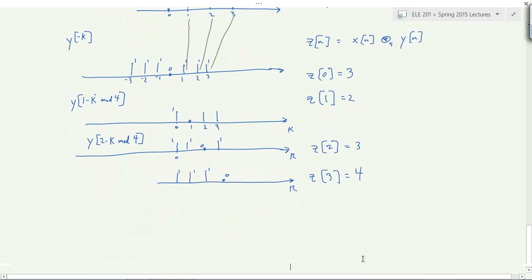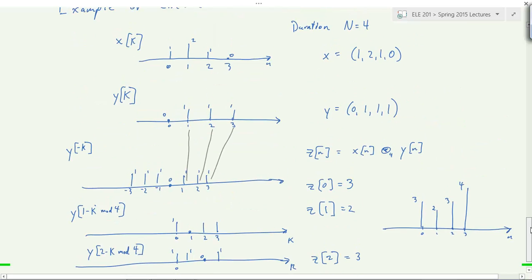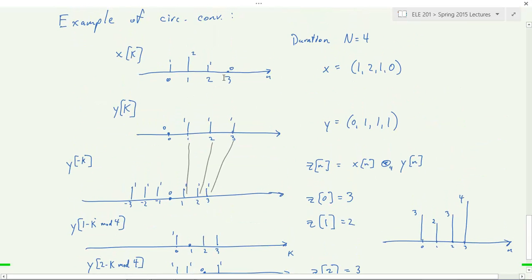So there's our result. If we plot it versus n, the output of this circular convolution looks like this: 3, 2, 3, 4. And we could have just done a regular convolution, which would have become a longer length signal, and then just wrapped the result around. We'd get the same thing.